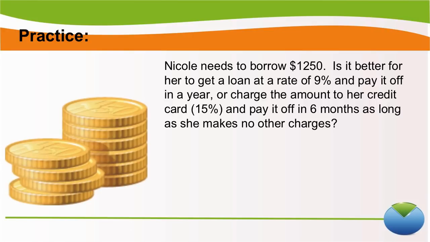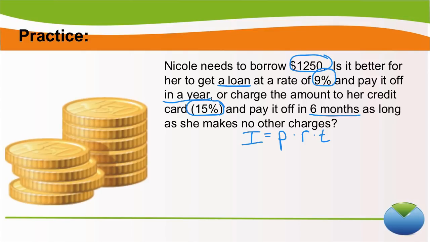All right, you're going to try this one as well. Nicole needs to borrow $1,250, and she's got a couple of options. She can get a loan and pay 9% interest, pay it off in a year, or she can charge it to her credit card where she's going to pay 15% interest and pay it off in 6 months. All right, so let's figure this out. Which is the better deal for Nicole? We're going to use our formula. Interest is the principal times the rate times the time.